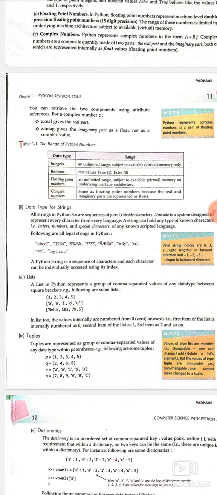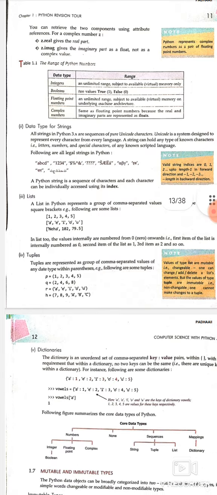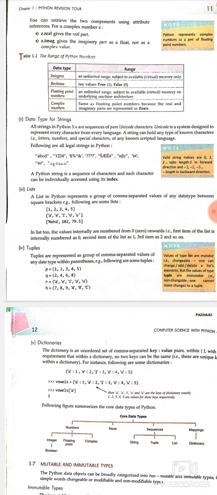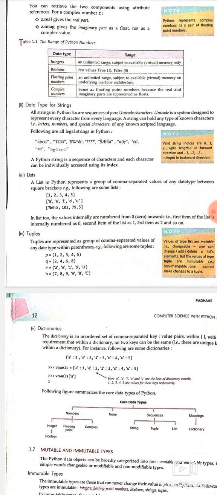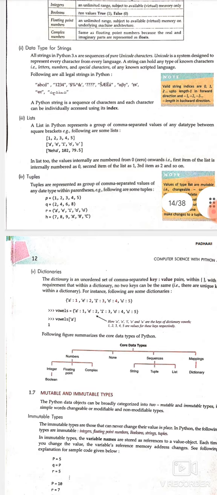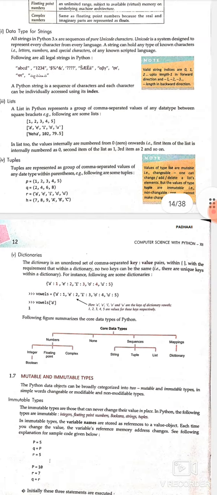Lists are comma separated values of the data type within a square bracket, that is a list. Then we have tuples, which are represented by a group of comma separated values of any data type within a parenthesis. Examples of tuples are p is equal to 1, 2, 3, 4, 5, and a, e, i, o, u. And dictionaries are based on key to value pairing, so that is a mapping which is done.